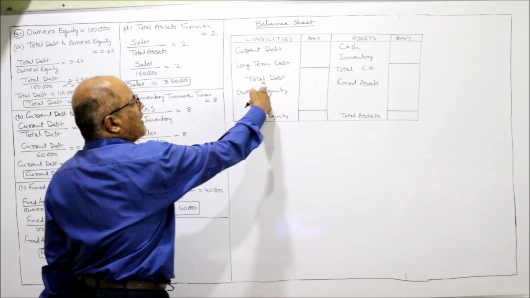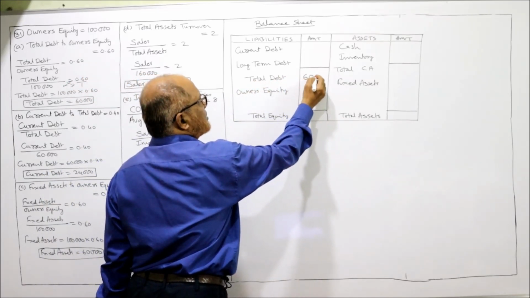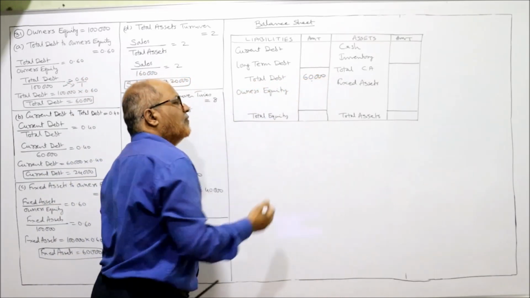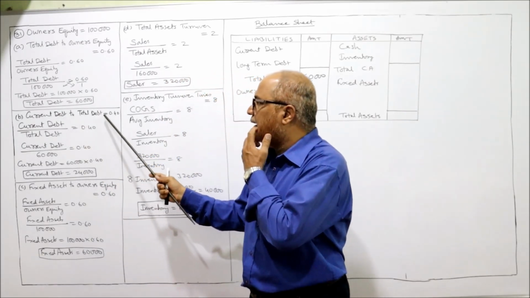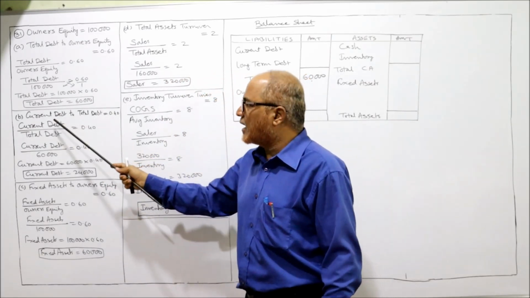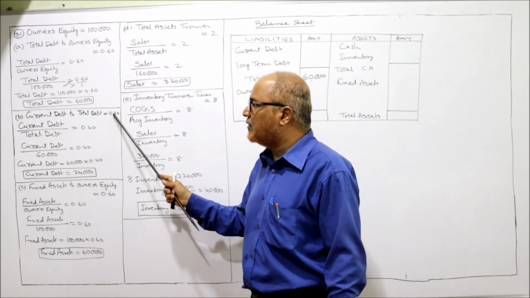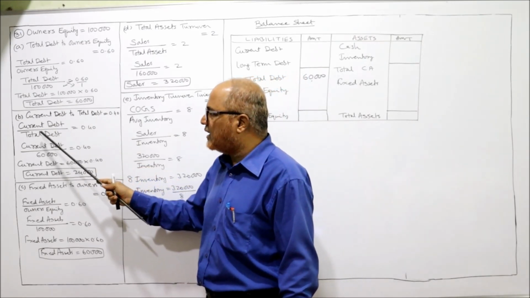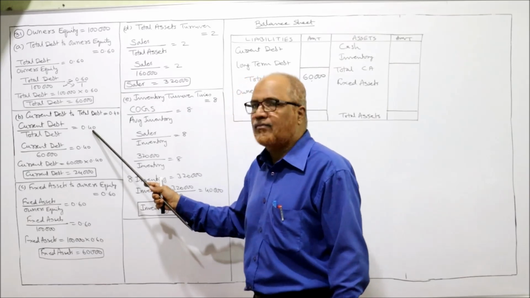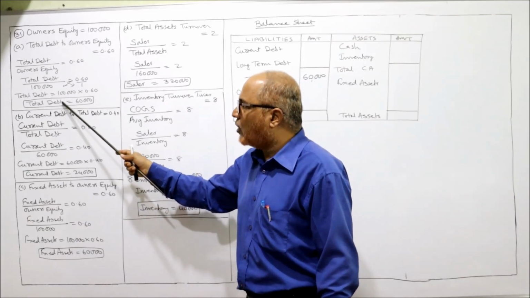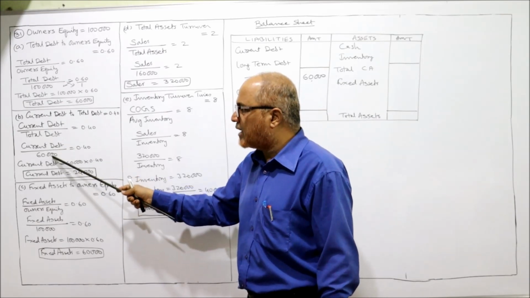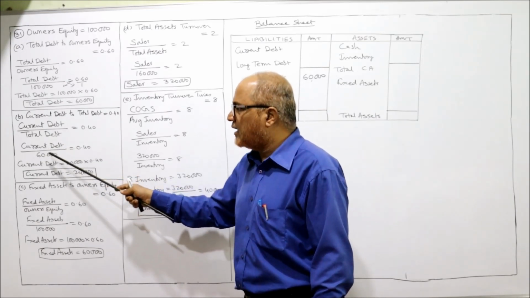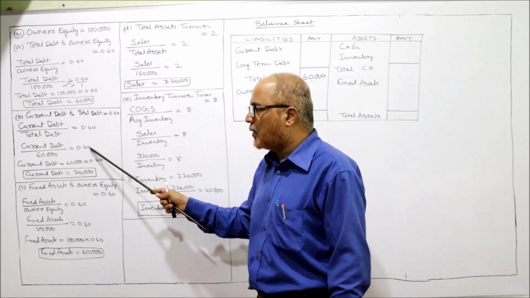So here total debt is there. I am taking down here 60,000. One item we got it. Next, current debt to total debt is 0.4. The formula is current debt divided by total debt is equal to 0.4. In this, total debt we have already calculated, 60,000. So in place of total debt I am writing 60,000. So current debt divided by 60,000 is equal to 0.4.